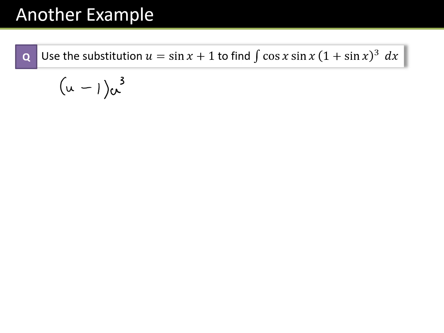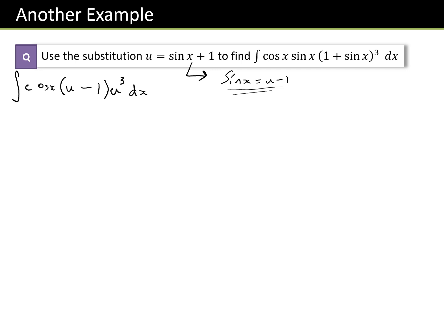Cos x, if you don't know what to do with it, just leave it there for the moment. Come back to it in a minute. Then dx, we also don't know what we're doing. Okay, so we've done the easy bits. Now let's start with the cos x. So u equals sine x plus 1. So we know that sine x is u minus 1, as we've already said. Now how can we work out what cos x is from sine x? Well, let's pause there for a second.